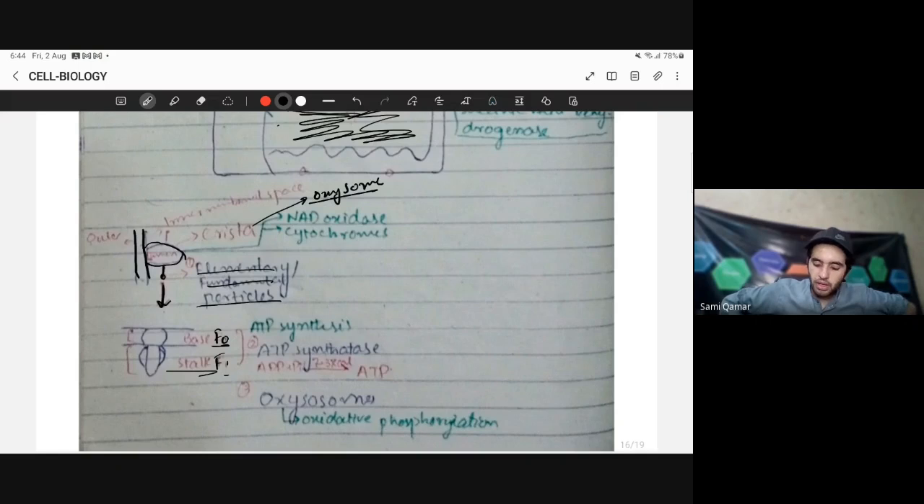And an important thing: on Christie, oxidative phosphorylation will be happening. Does anybody know what oxidative phosphorylation is and what photophosphorylation is? We will talk about it in bioenergetics.